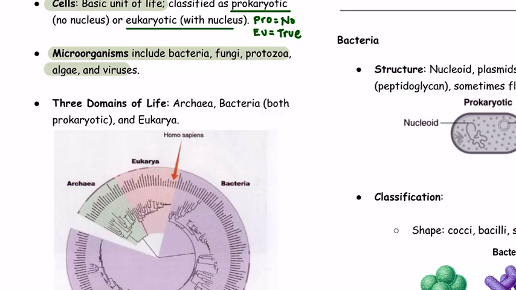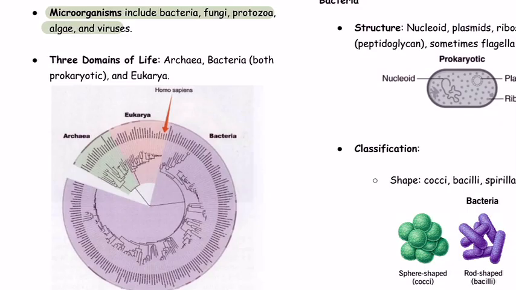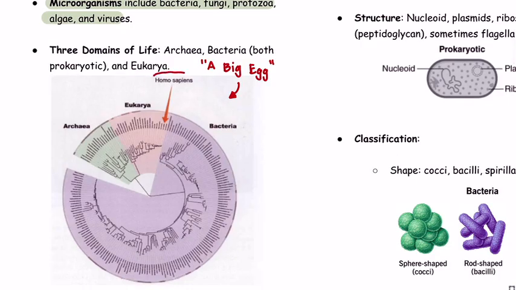There are these three domains of life, Archaea, which are like prokaryotes that live in extreme places, Bacteria, which are prokaryotes, like kind of everywhere, and then Eukarya, which are plants, animals, fungi, protists. So another mnemonic device we could use to remember the three domains of life is going to be a big egg. And this picture kind of looks like a big egg. And humans are this teeny tiny dot right here on this bigger branches. And most of life is just microbial.